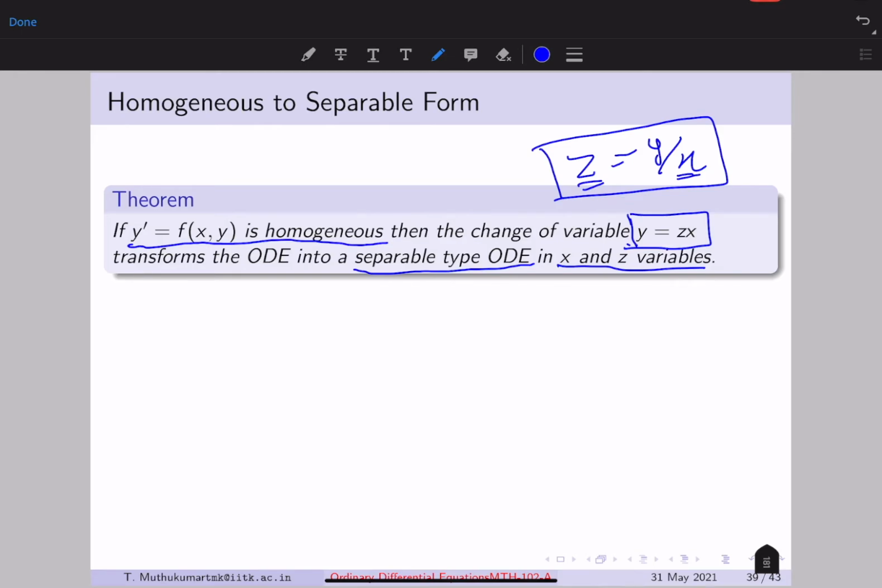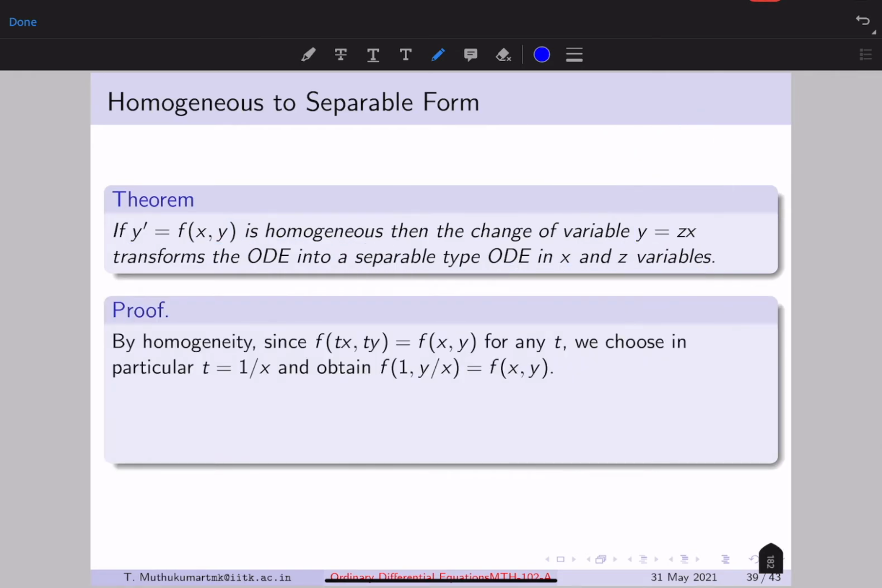So start with the homogeneous ODE. What is given to us is that this ODE is homogeneous. What does homogeneous mean? Homogeneous means that f is homogeneous of degree 0. So f of tx, ty is f of x, y for any choice of t. Ideally, when you verify this, you fix a t and then you verify this. So for any t, this is valid.